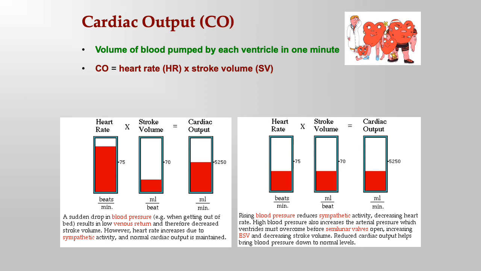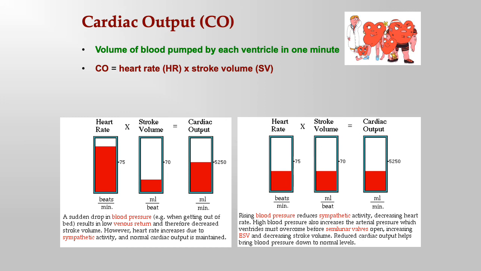So notice, over on the left again, normal heart rate would be about 75 beats per minute. Notice then stroke volume, typical stroke volume would be 70 milliliters per beat. When you multiply those together, you get 5,250 milliliters. Now remember, that's milliliters. A milliliter is 1,000th of a liter.